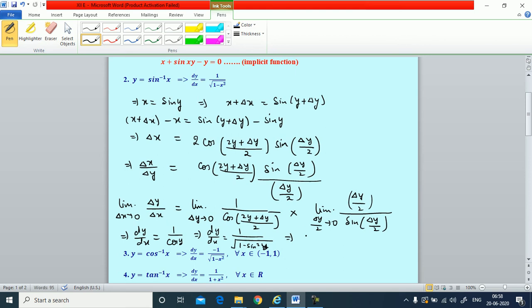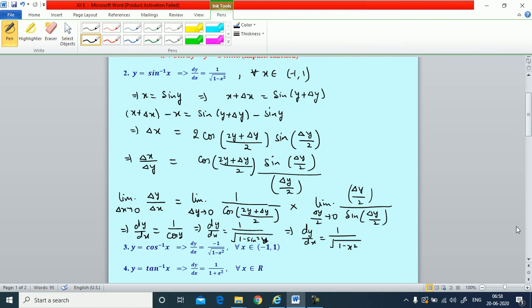It is x. So that gives us the derivative of sine inverse x as 1 over square root of 1 minus x square. Over here, children, x belongs to the open interval minus 1 to 1. Okay, x cannot be 1 and minus 1.